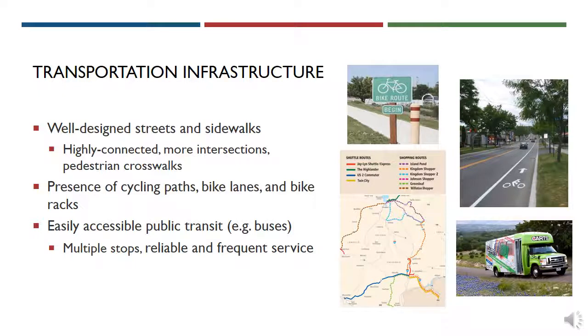Transportation infrastructure includes well-designed streets and sidewalks, which should be highly connected, include more intersections, and pedestrian crosswalks. Also, the presence of cycling paths, bike lanes, and bike racks improves the infrastructure and gives community members more opportunity to be physically active. Furthermore, public transit should be easily accessible and consistent and reliable in service.